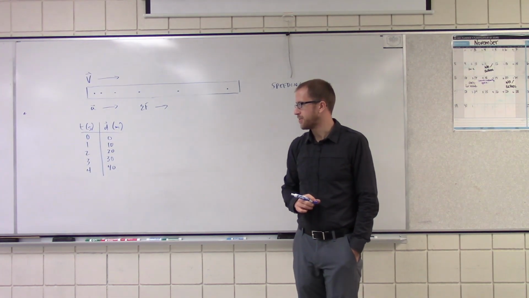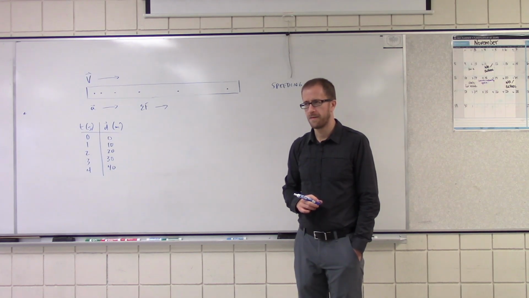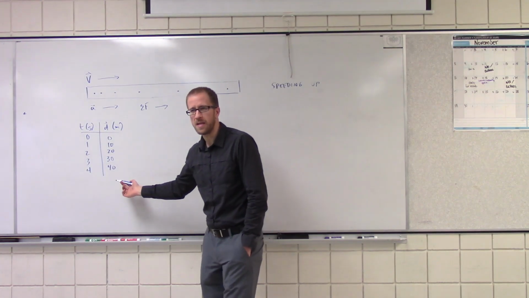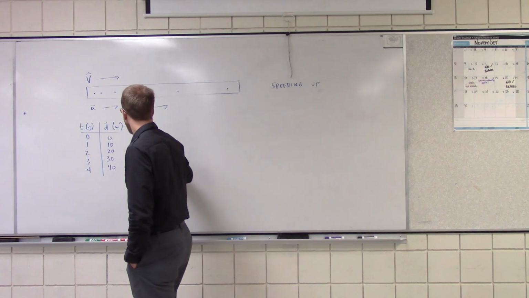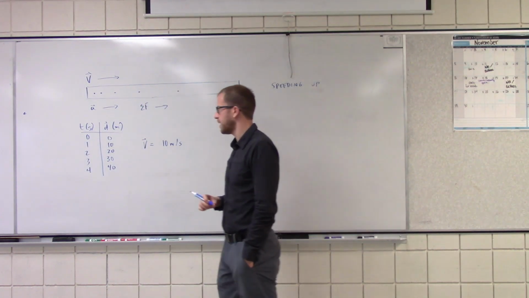You had an object that did this. How would you describe this object's motion? Oh, good job, Yvonne. Has a constant speed. What is the speed here, the velocity? Our velocity is 10 meters per second.